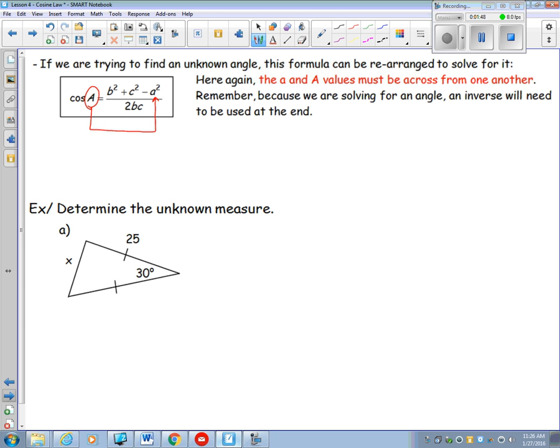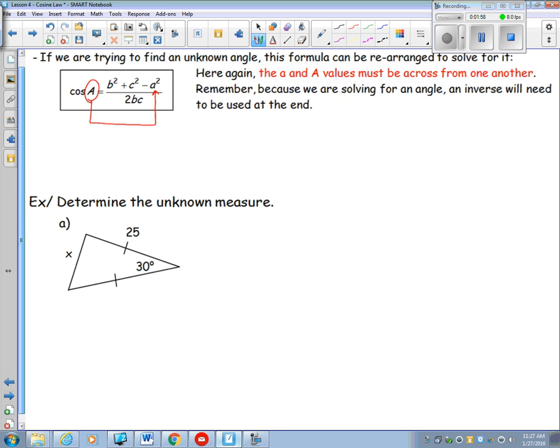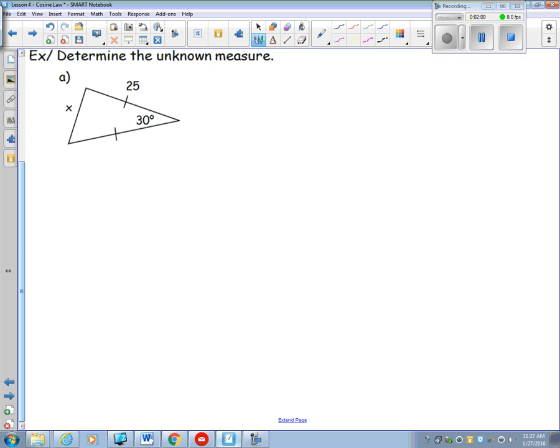When you get a picture, don't worry about the labels that are on the picture. You put the A's where you need them to be, and the b and the c where you need them to be. The A's are the most important thing. Okay, let's take a look at the first example here. I have no labels on it, so I can label it however I want to. I need the A's to be across from each other, and I have to be missing one of them.